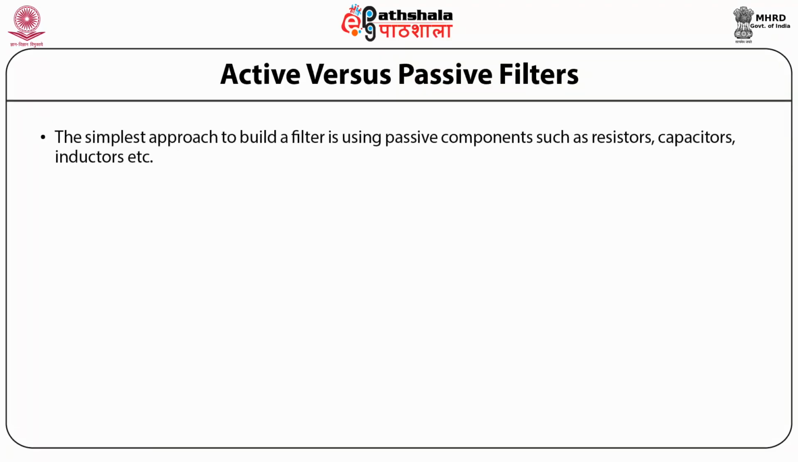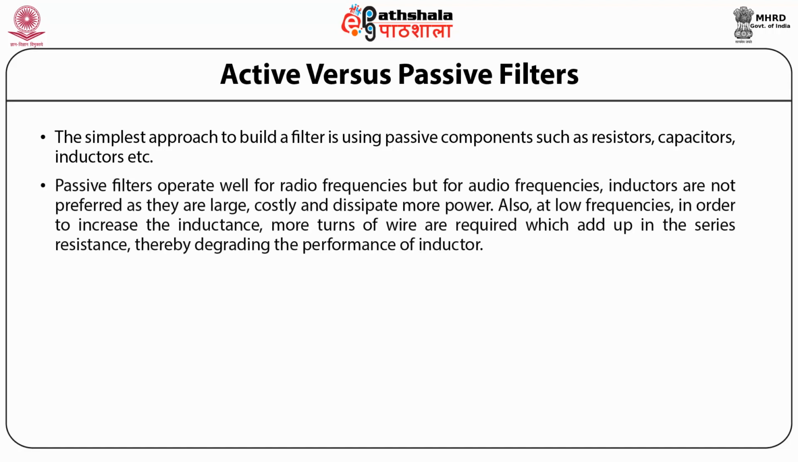Active versus passive filters. The simplest approach to build a filter is using passive components such as resistors, capacitors, inductors, etc. Passive filters operate well for radio frequencies, but for audio frequencies, inductors are not preferred as they are large, costly, and dissipate more power. Also, at low frequencies, in order to increase the inductance, more turns of wire are required, which add up in the series resistance, thereby degrading the performance of inductor.